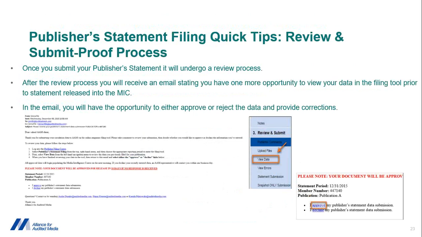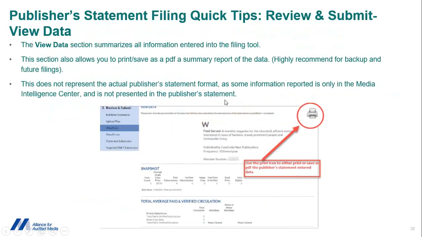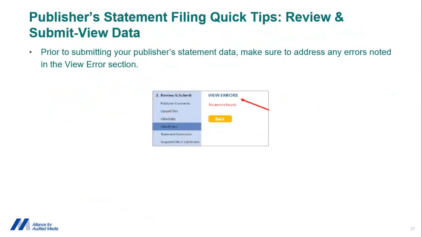It goes through a review process like I have mentioned in the past, previously. And once a review team looks at your document, they're going to send you an email. And in this email, it's a proof email in a sense. They're going to say, hey, before we release your information into our database, you have one more chance to look at it before it's released. And what they're going to do in this email, they're going to direct you back into the filing tool. They want you to go into the view data section, and they want you to look at that information just to double check, make sure that everything's okay.